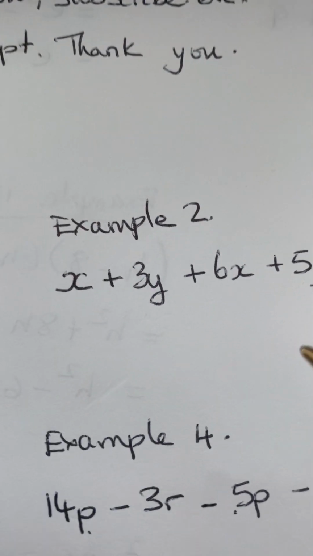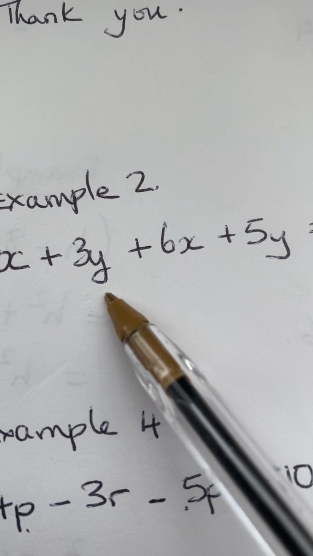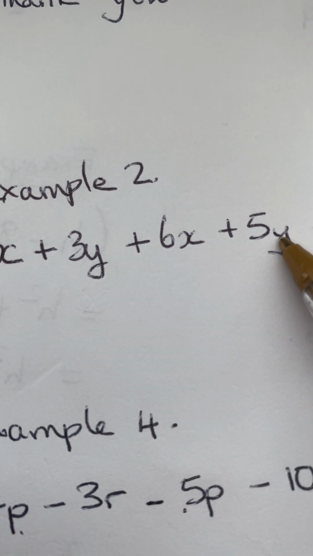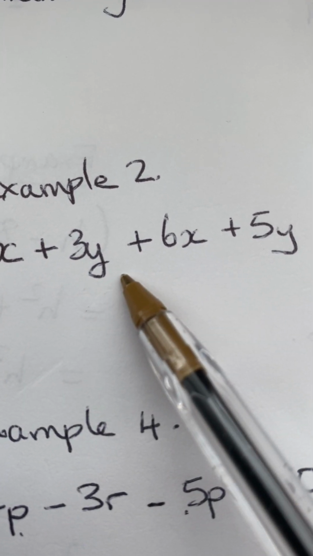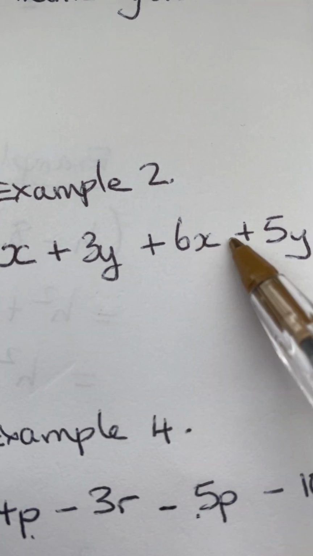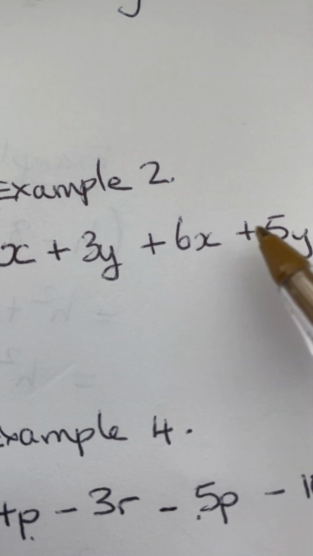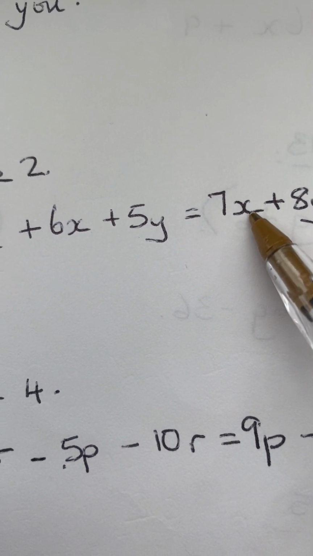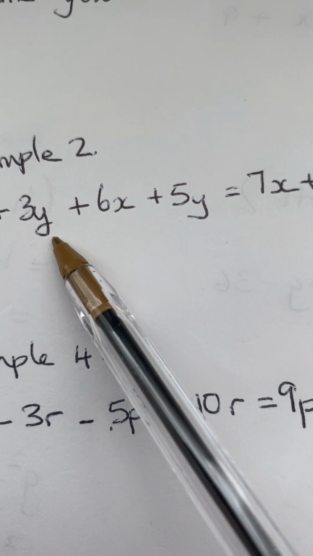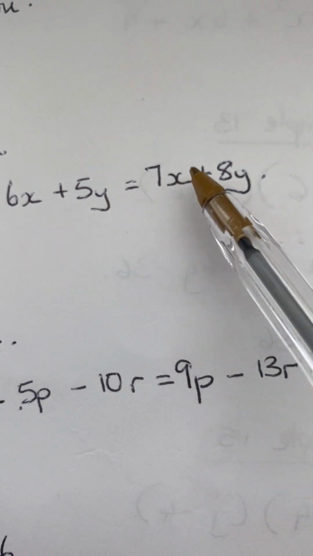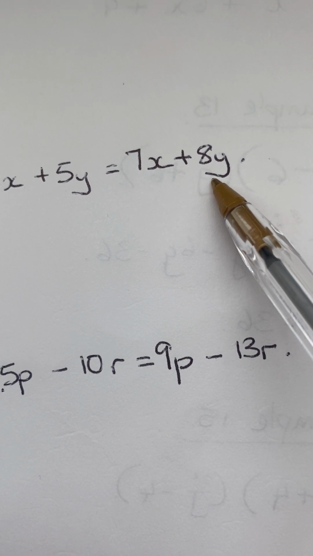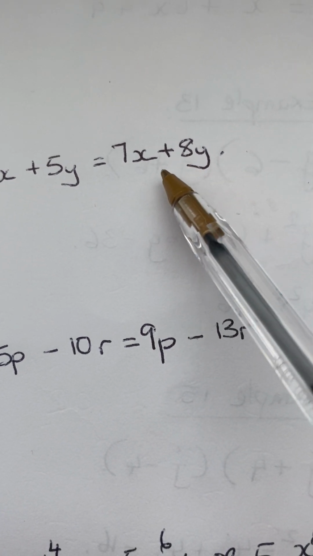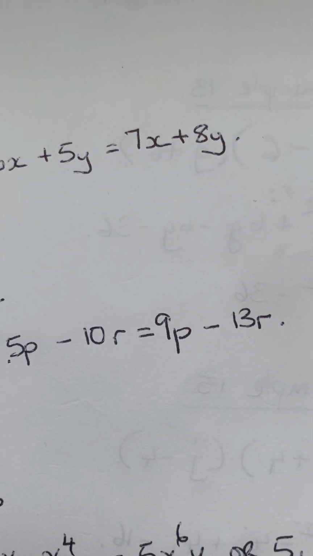Now a second example is also add, but here we have 2 variables, x and y. So we'll put the x's together and the y's together. So x add 6x will give us 7x. 3y add 5y will give us 8y. We can't introduce any brackets here because there are no common factors.